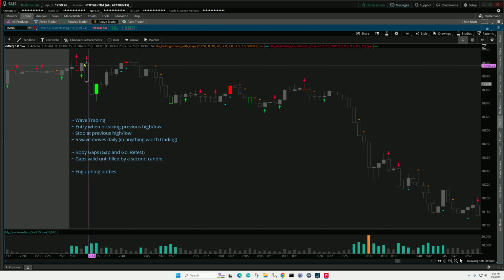So this is the micro NASDAQ futures price in this first wave. It starts going down. So we don't know if price is going to go up. We don't know if price is going to go down. I mean, maybe you have an indication, but really you should just have no bias at all. If you're wave trading, just let the waves guide you.